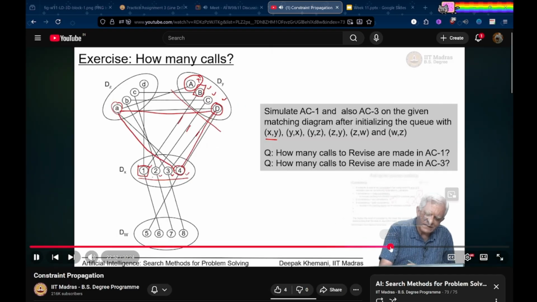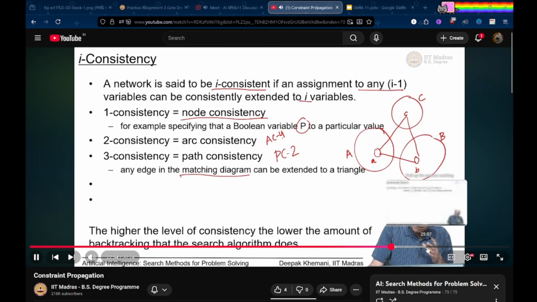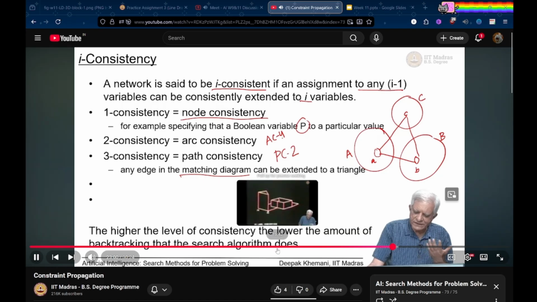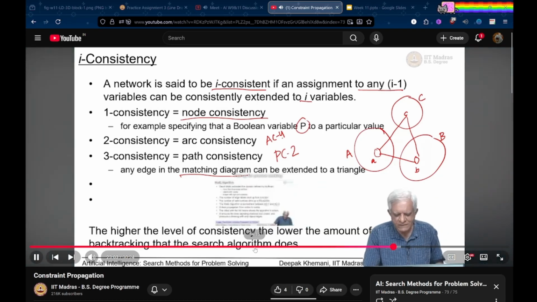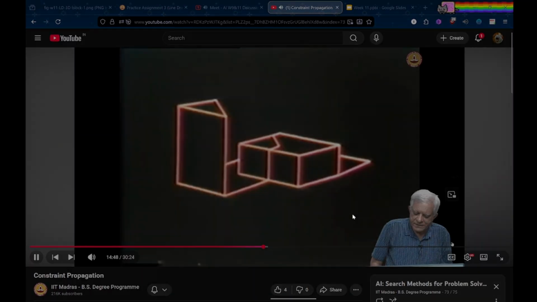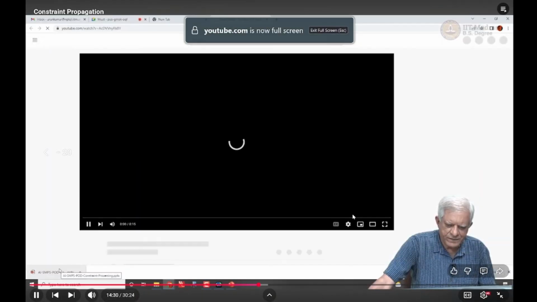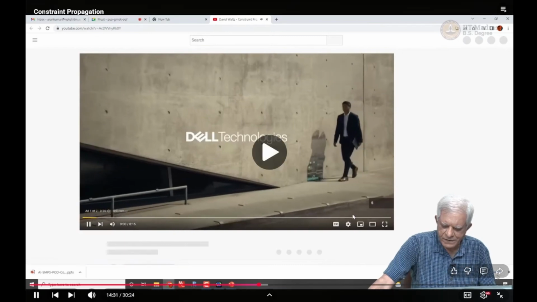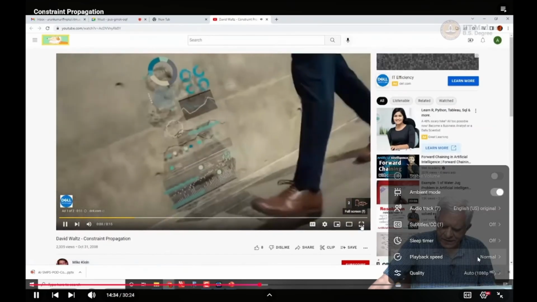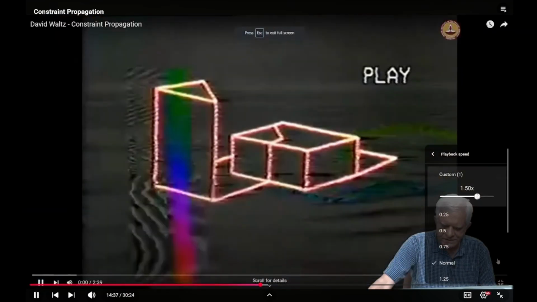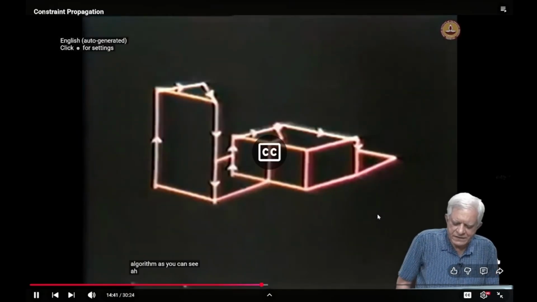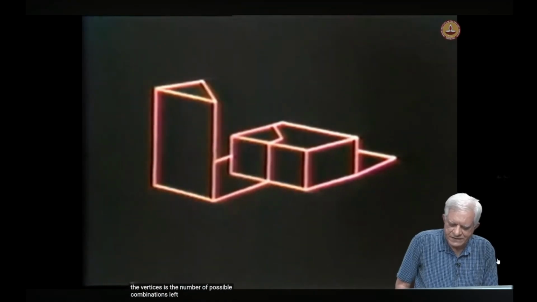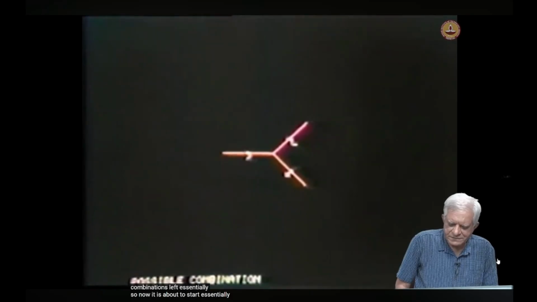Example, then you can see complexity of AC3. AC3 is, remember, EK cube essentially. AC4 is EK square essentially, but we do not have time to discuss those algorithms. Vertices is the number of possible, as So here he shows an algorithm which solves these kinds of problems. so there's an add. Skip the add. So here is the algorithm, as you can see. It's starting, and what it will show at the vertices is the number of possible combinations left essentially. So now it is about to start essentially.